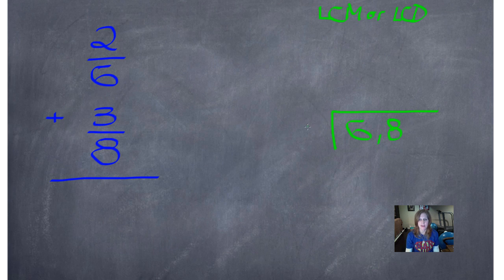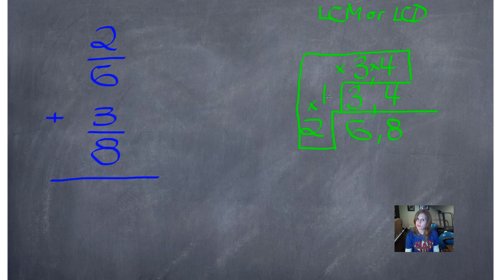And what number divides evenly into both 6 and 8? 2. 2 goes into 6 3 times. 2 goes into 8 4 times. Second layer. What number divides evenly into both 3 and 4? That's right, just 1. 1 goes into 3 3 times. 1 goes into 4 4 times. We've repeated those numbers, so we're ready to make our L and multiply all around the L.